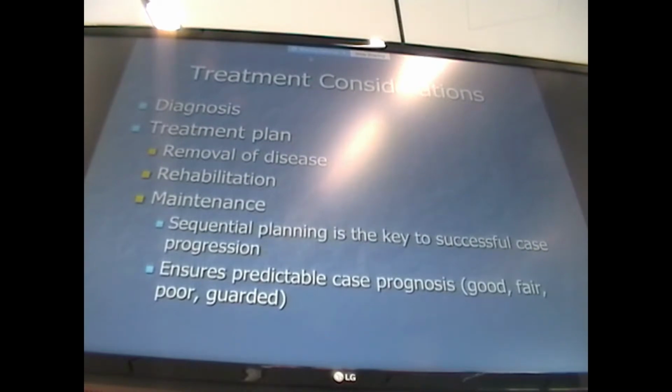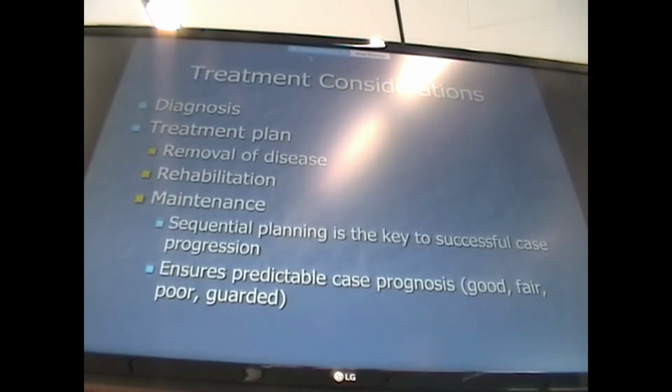And when we talk about treatment considerations, you first have to make a diagnosis. Each problem that you list will have one diagnosis. You can't have two, you have one. And the treatment plan is formulated off that diagnosis.